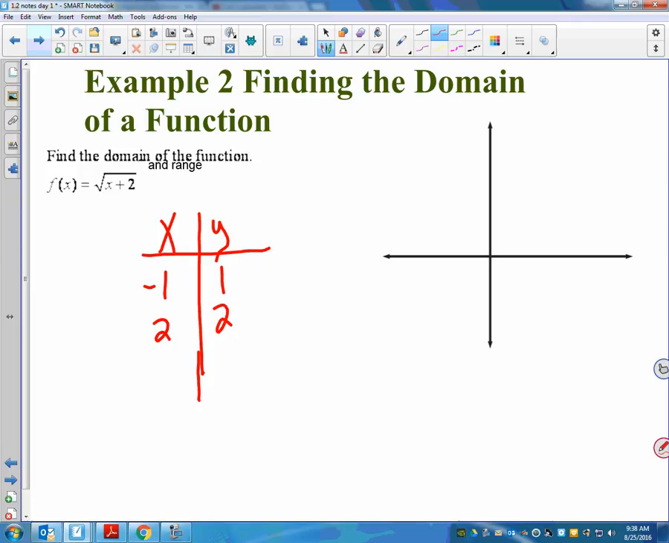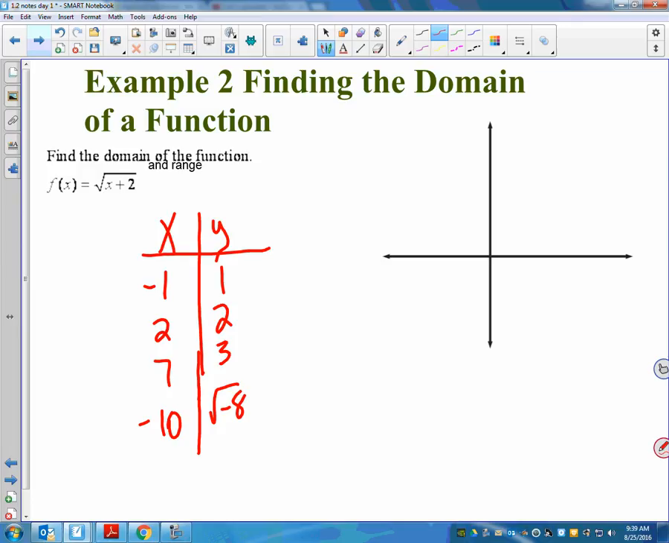I could plug 7 in there. 7 plus 2 is 9. What's the smallest number I could plug in? Could I plug -10 in there? What happens when I plug -10 in there? Can we graph the square root of -8? Where would you graph it? It's imaginary, right? So although we know how to deal with imaginary numbers, we don't graph imaginary numbers.